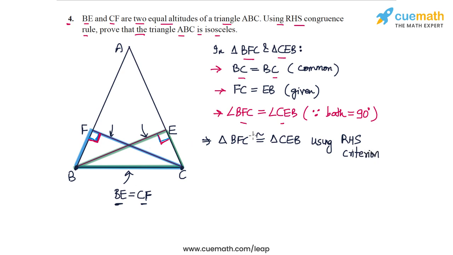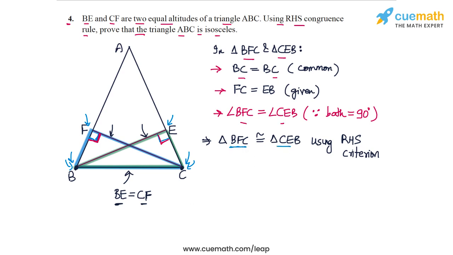Now note the order of the vertices carefully. So we have BFC, and so B corresponds to C in the second triangle. Then F, the right-angled vertex in the first triangle, corresponds to E, and then C in the first triangle corresponds to B in the second triangle. So make sure you get this order of vertices right. BFC is congruent to CEB.